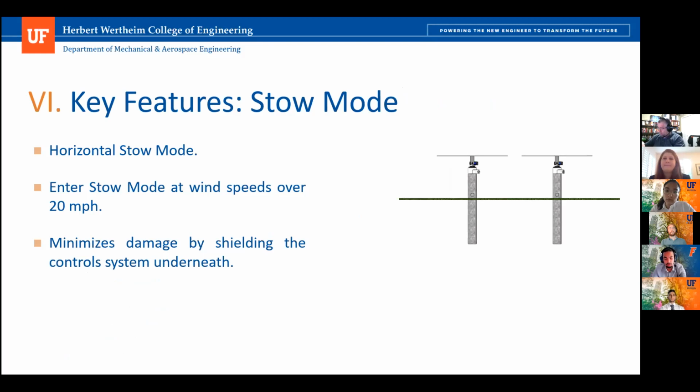Addressing the key features of our product, our first key feature is the stow mode. The mirror position will be exactly horizontal, ideally parallel to the ground. The heliostat will enter the stowing position when encountering inclement weather and wind speeds over 20 miles per hour. Engaging in the stowing position ensures minimal damage to the mirrors and prevents falling objects from interfering with the control system underneath.